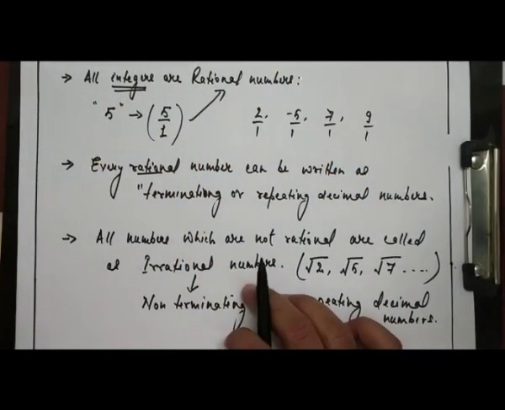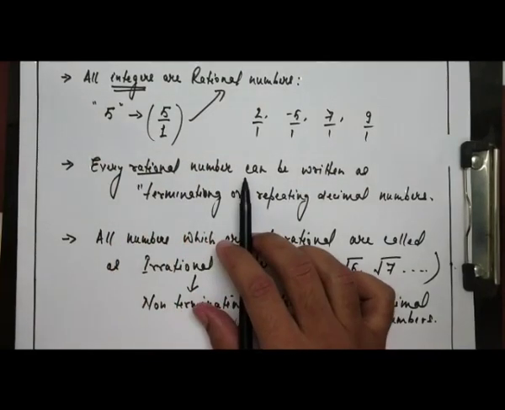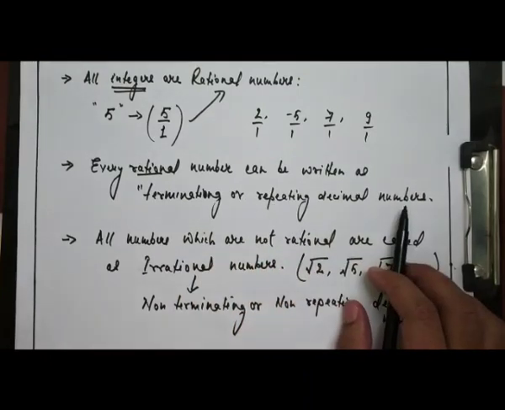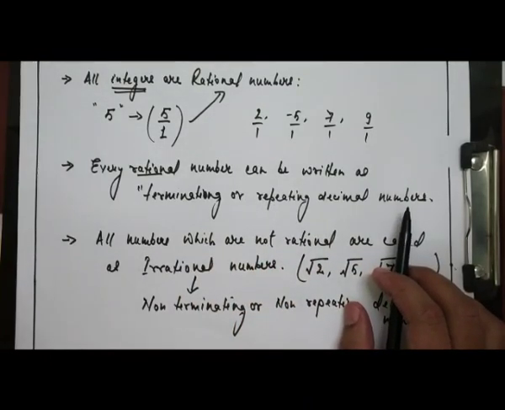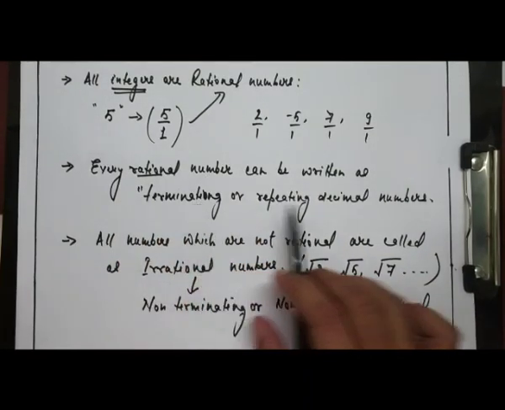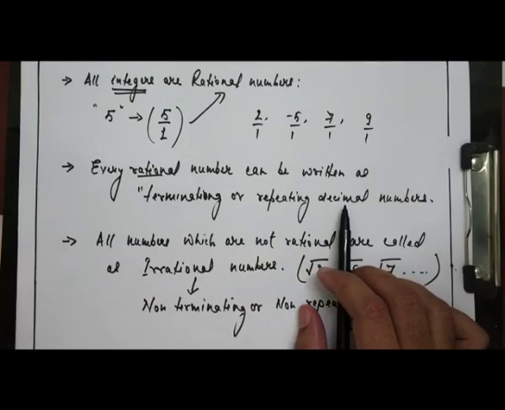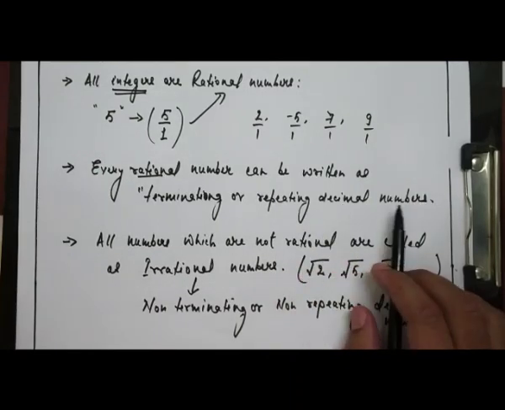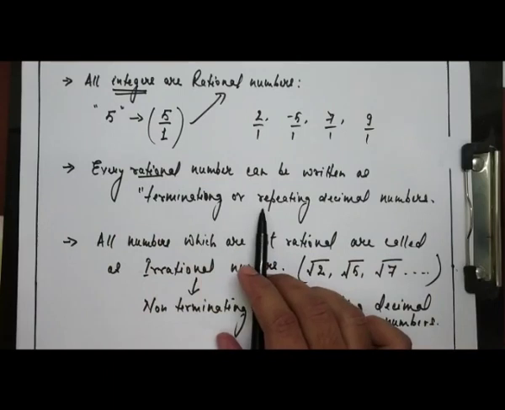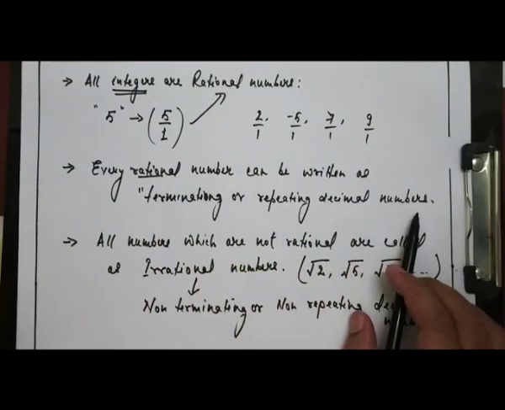Now second point, it says that every rational number can be written as terminating or repeating decimal numbers. Now what does this mean? It means that every rational number can be written as terminating or repeating numbers. How? Because if you write any rational number and divide the numerator by the denominator, you will get a terminating or repeating decimal value. That is the reason it is said that every rational number can be written as terminating or repeating decimal numbers.